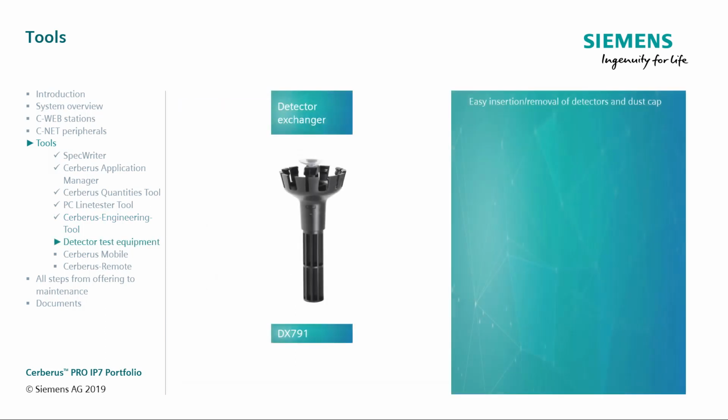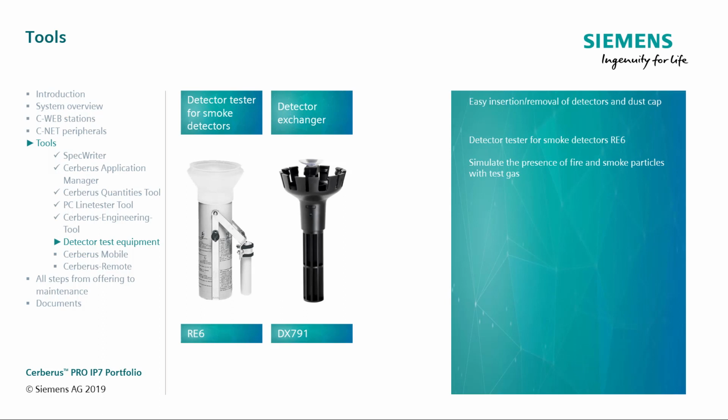The following test equipment is available for CNET point-type detectors. The detector exchanger is used to insert and remove point detectors. The point detector can be held in 4 rotational positions. Additionally, the detector exchanger features a vacuum cup so it can easily remove the detector dust caps.